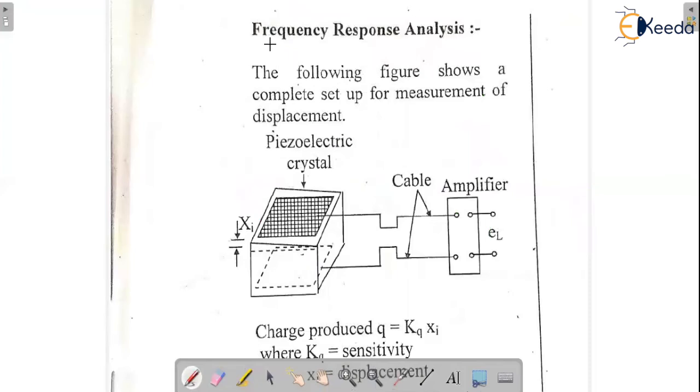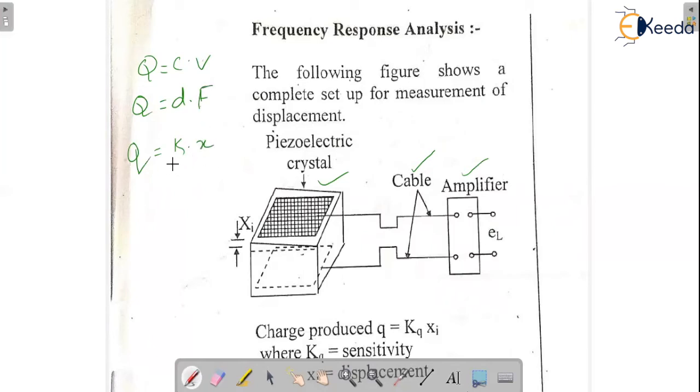Now coming to the frequency response, as I told you, you will consider a piezoelectric crystal which is connected to an amplifier by using a cable. Now as we know, charge Q is given by C into V, or it is also given by D into F. Similarly, you can also write charge Q as K into X in terms of displacement. This is in terms of voltage, in terms of force, this is in terms of X.